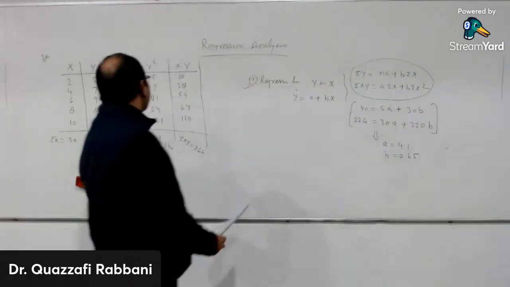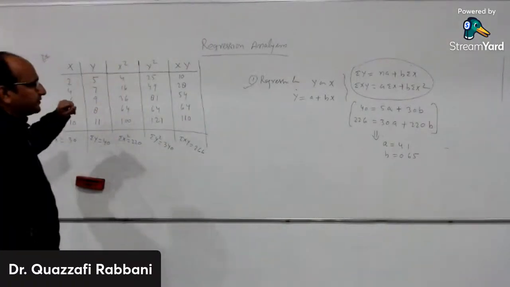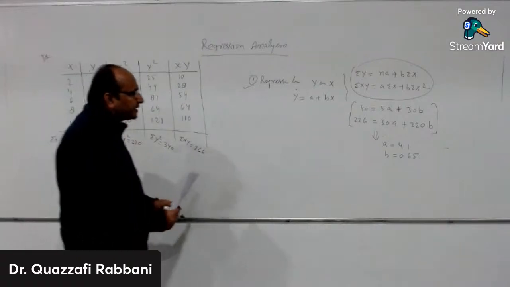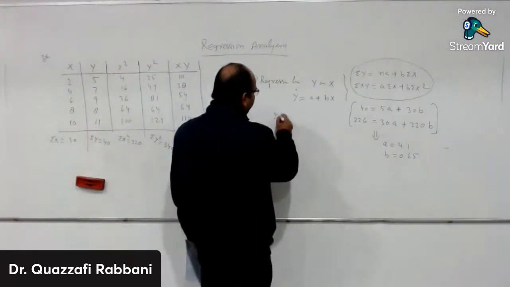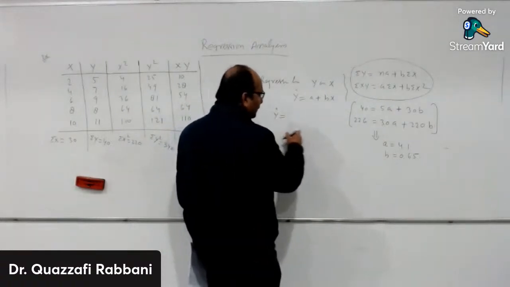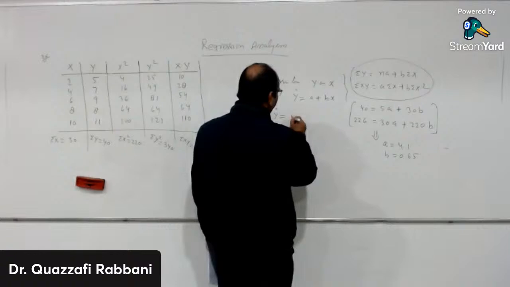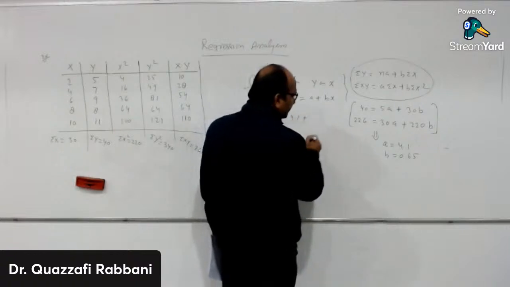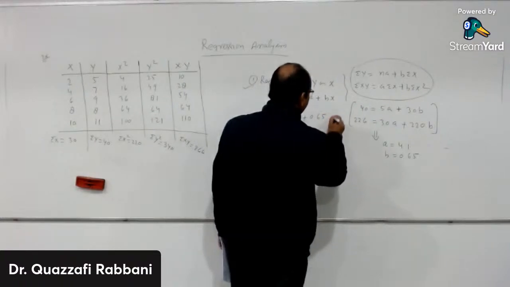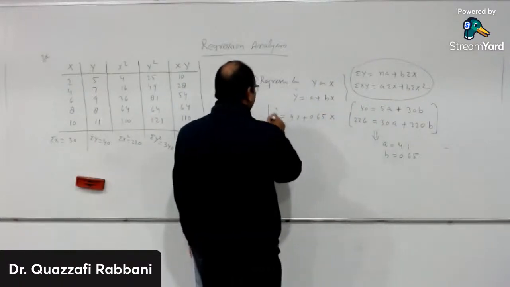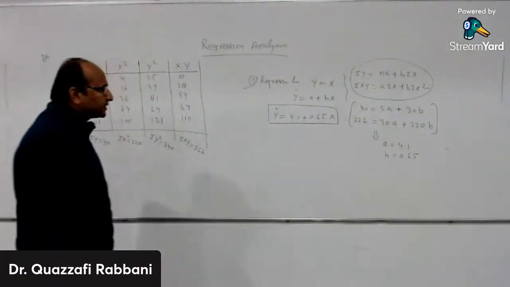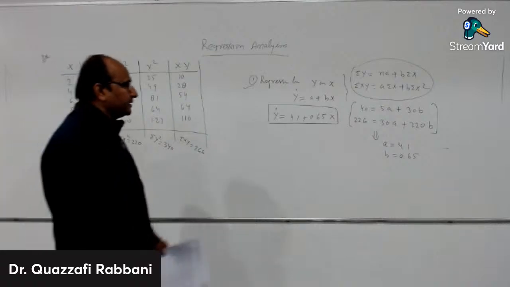So suppose these two variables x and y, in which y depends on x, then the functional relationship between y and x will be written as y hat, that is the estimated value of y, is equal to 4.1 plus 0.65x. So this equation is the regression equation or regression line y on x.